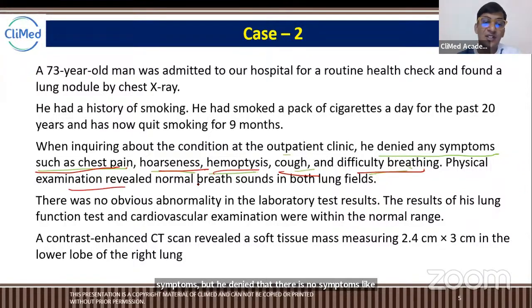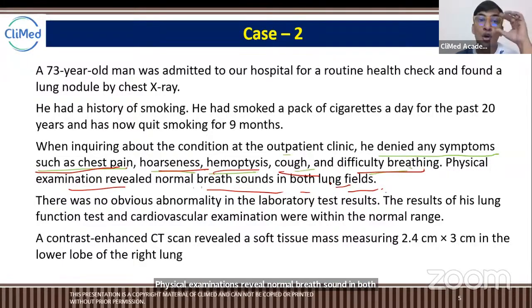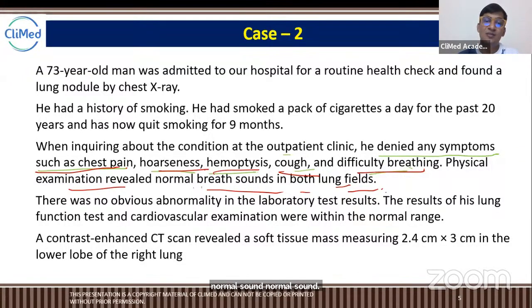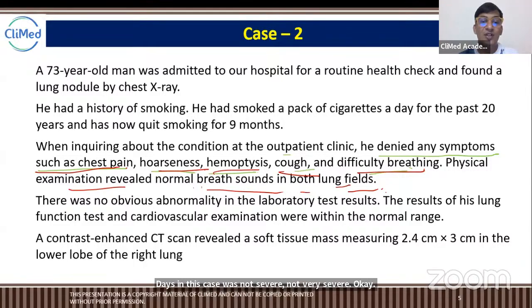Physical examination revealed normal breath sound in both lung fields. Can you imagine? Both lung fields have normal sound. The symptoms also show the severity, guys. So this case was not very severe, not very serious.